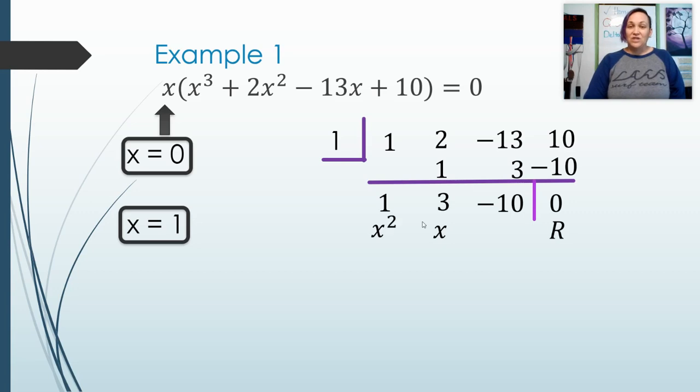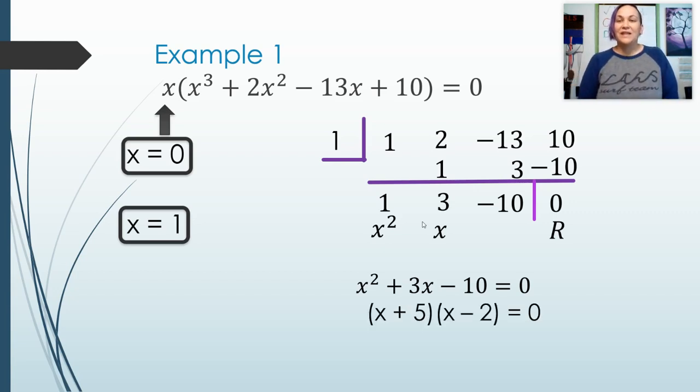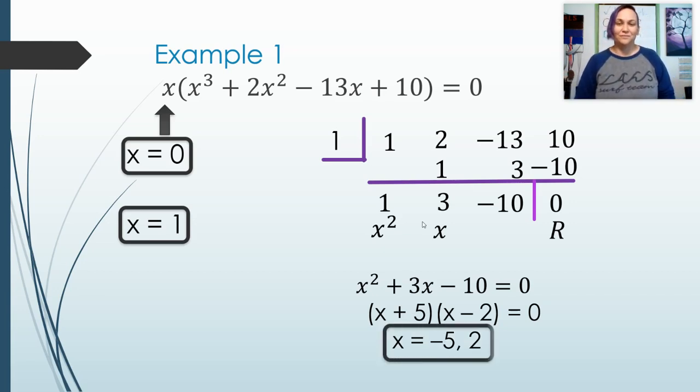After doing synthetic division, I now have a trinomial, x squared plus 3x minus 10. If we're lucky, our trinomial will be factorable. And this is factorable. This turns into the parentheses x plus 5 and x minus 2. And so now I can find my 2 remaining answers, which are negative 5, because we're going to subtract it to the other side, and positive 2. My 4 answers to this problem are 0, 1, negative 5, and 2.